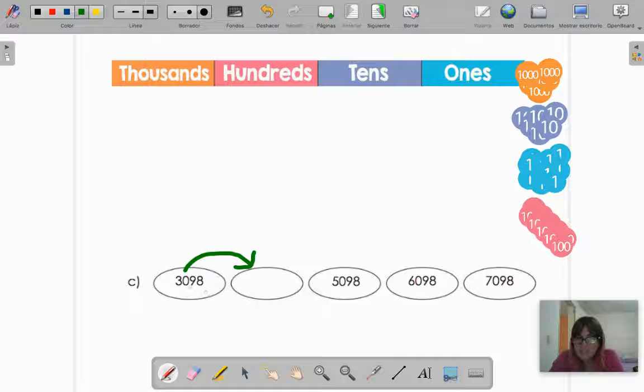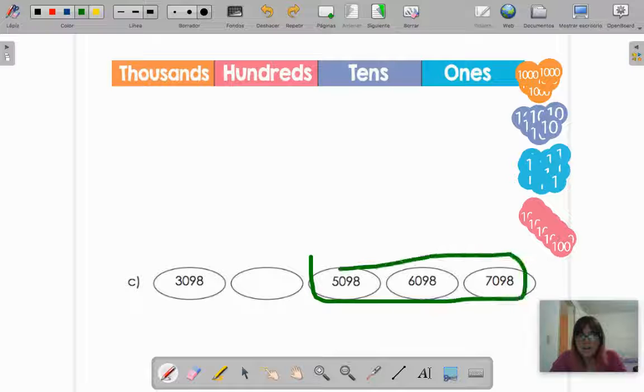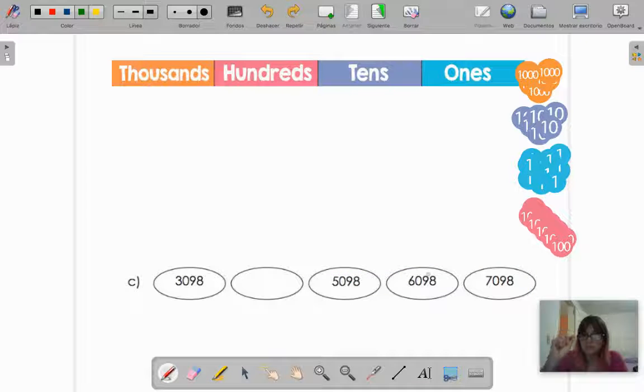But I cannot discover that from here to here because there's no other number helping me and giving me a clue. So what you do is go to the numbers that are one after the other. They can give you a clue to see how many you have to count from one to the next and to the next. So let's begin with this number, and that's the number that we are going to build. So it's 5,098. So let's build it first.